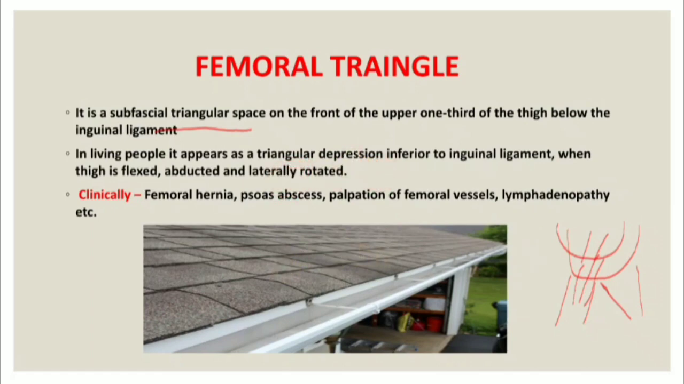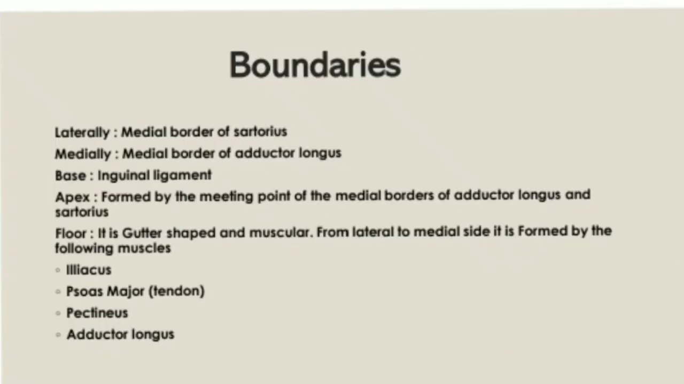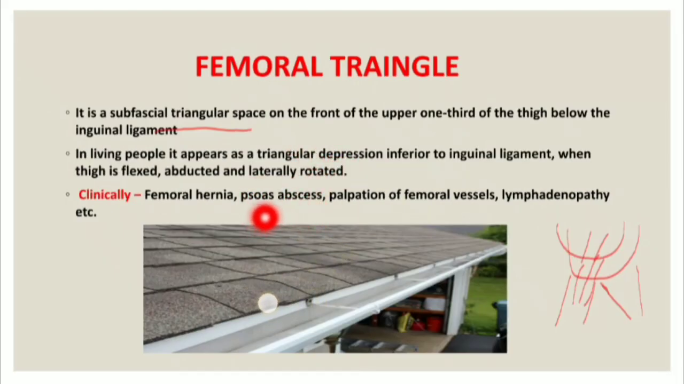So clinically, what happens when I study this femoral triangle? The femoral triangle is very important to know about femoral hernia. I'll be discussing this very important clinical topic. Then another one is psoas abscess. In the floor of this femoral triangle, it contains a muscle called the psoas major tendon. So beneath that muscle, if it accumulates any pus, it will lead to psoas abscess. I'll discuss it on the upcoming slides.